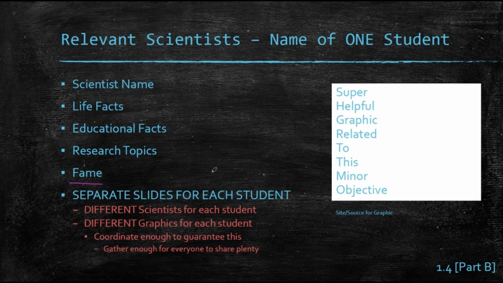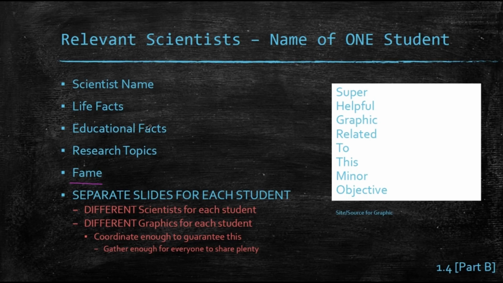Einstein's famous for a lot of stuff. So, Newton is famous for a lot of stuff. What are some of the things that they worked on? Where did they go to school? Just find some stuff to say about the scientist. Make sure you've got different scientists from each other.